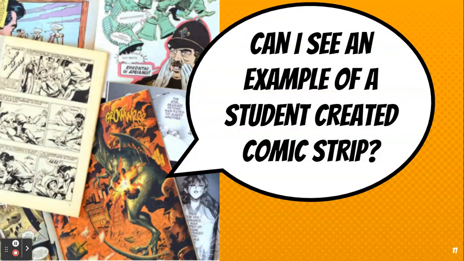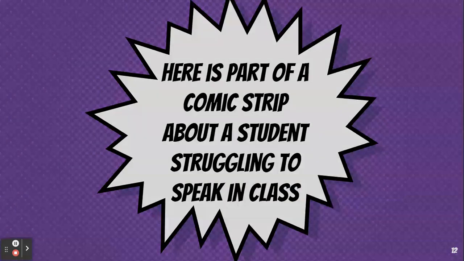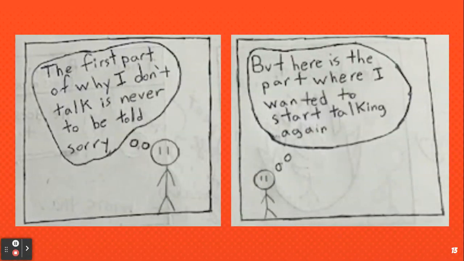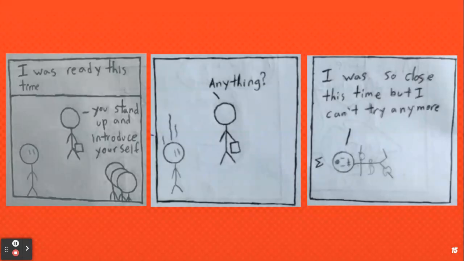Let's see an example of a comic strip that a real student made. This comic strip shows a student describing his struggles to speak up in class. This is a great example of including character thoughts, although I might suggest this student could have included some setting. Here, the student makes an effort to speak, but his teachers and classmates are obstacles. You see the teacher on the left says, "You stand up and introduce yourself," and in the middle, "Anything?" His teachers and classmates are nameless, faceless, abstract.